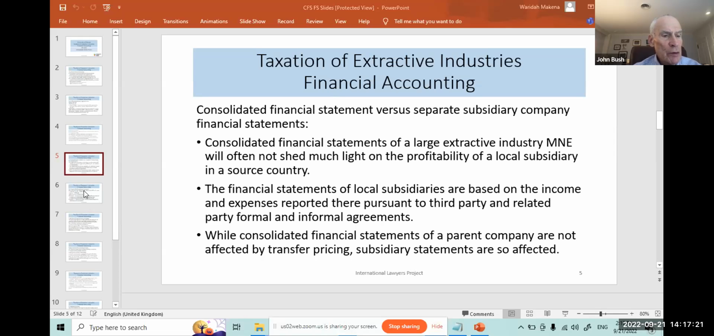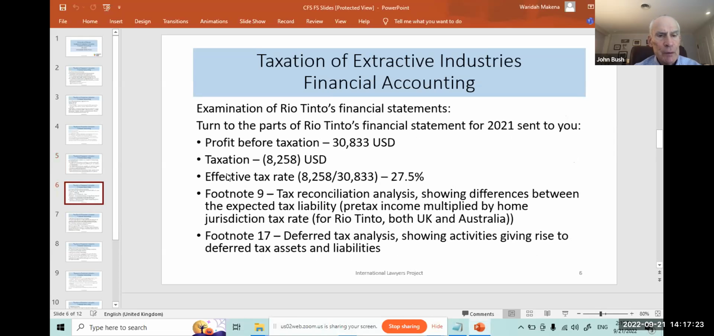Okay, let's move on to slide 6. I'm going to talk about Rio Tinto's financial statements with these slides, and then we're actually going to pick up 3 pages of the financial statements and look at them as they appear in the rather massive report that I could not manage to send around to you folks.